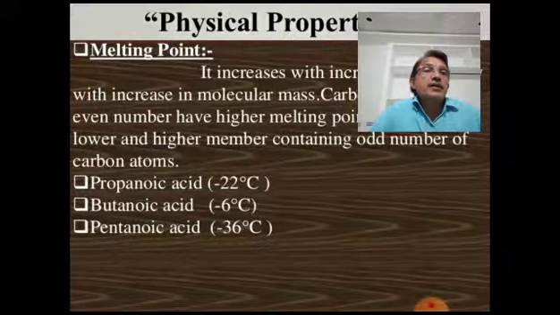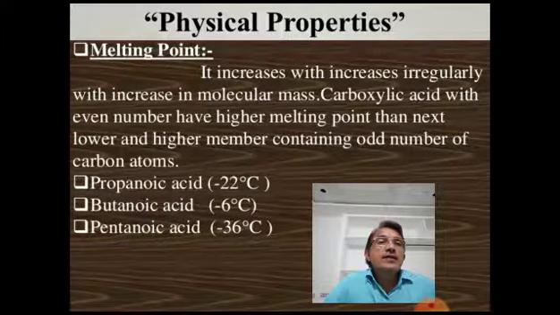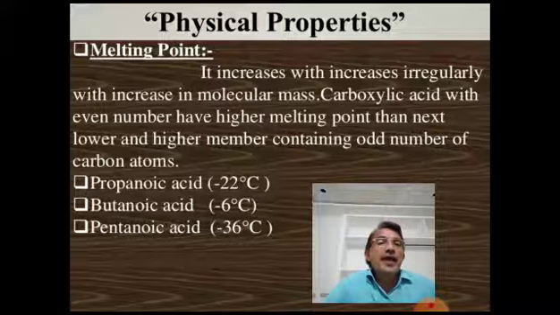Now melting point. Melting point increases irregularly with increase in molecular mass. Carboxylic acids with an even number of carbon atoms have a higher melting point than the next lower and higher members containing an odd number of carbon atoms.